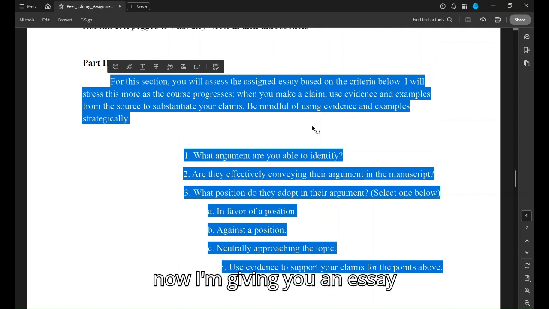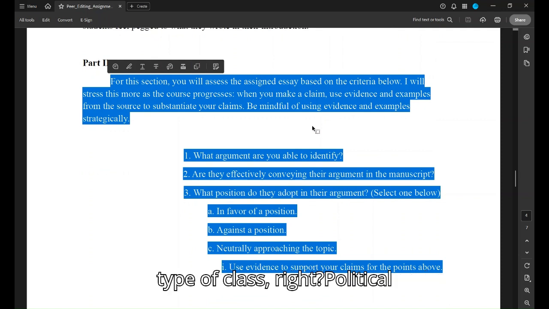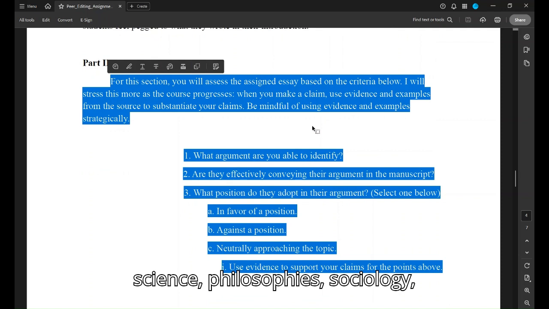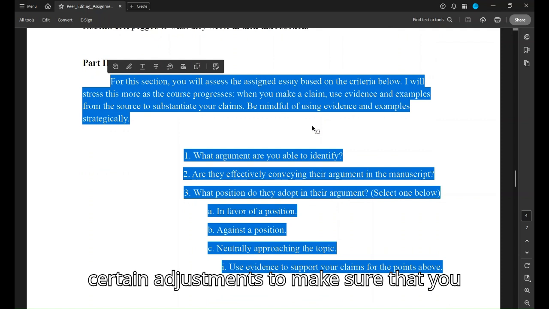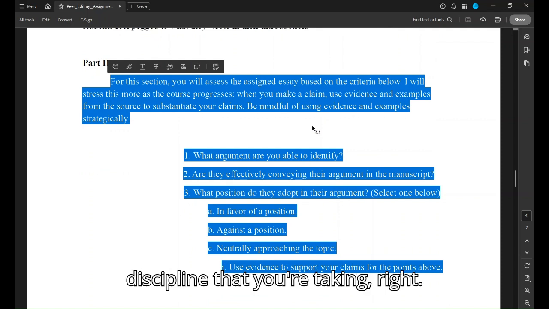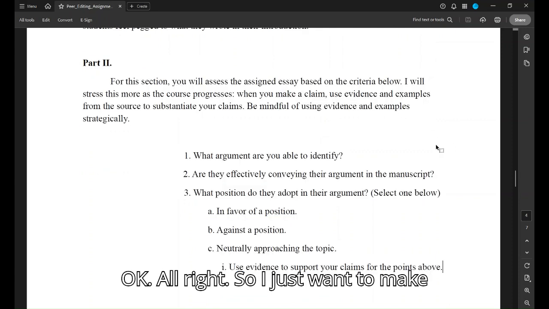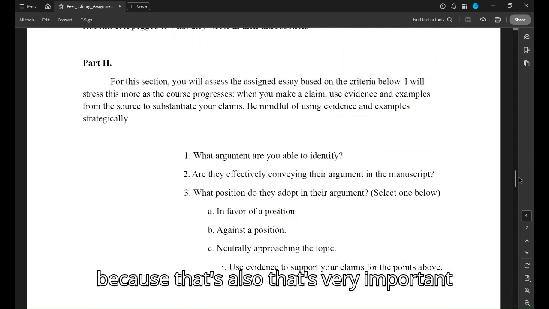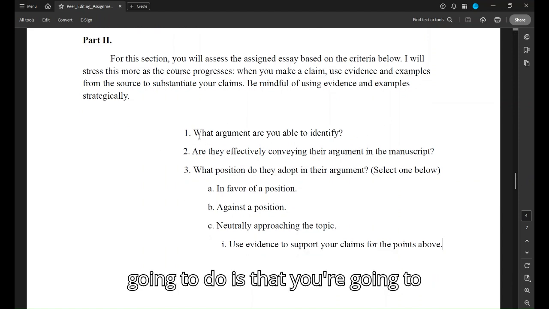Right. So now I'm giving you an essay structure that you could use in any other type of class. Right, political science, philosophies, sociology, English, right? But you would have to make certain adjustments to fit the writing criteria of whatever discipline you're taking, right? Okay, all right. So I just want to make sure that I don't forget that point because that's very important and critical.